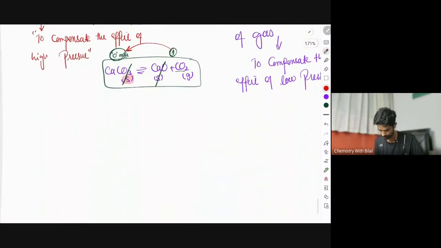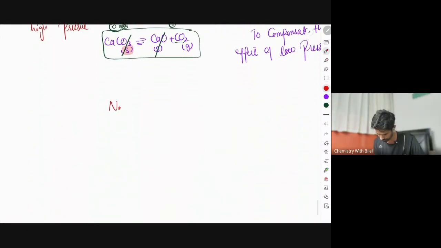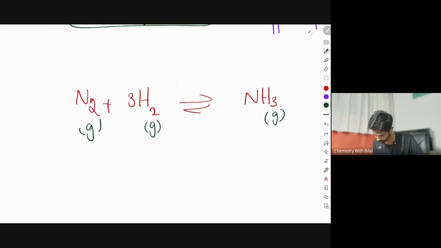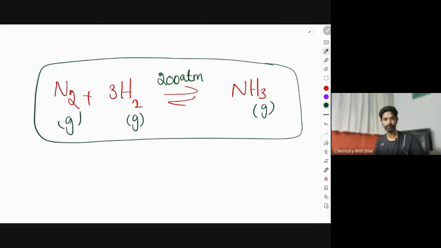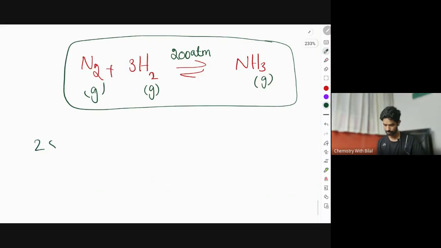So the idea is, let me consider another example, Dr. Zainab. Imagine we have nitrogen reacts with hydrogen, and it's a reversible reaction to get ammonia. We know that ammonia is a gas, hydrogen is a gas, nitrogen is a gas. Now, this reaction achieves equilibrium at 200 atm. That is the unit, 200 atm. The system is closed. I want everyone to predict what happens when I increase the pressure to 250 and decrease it to 150, in 1 minute. What happens and why?